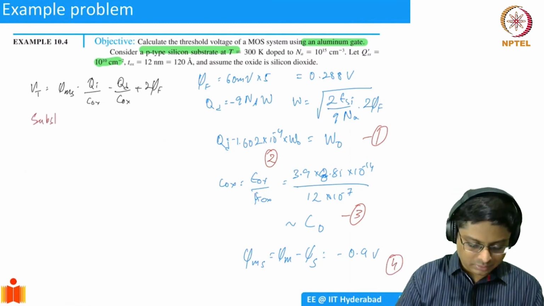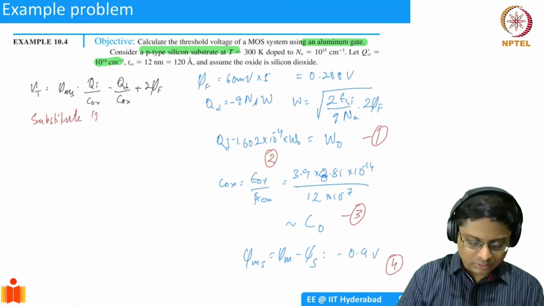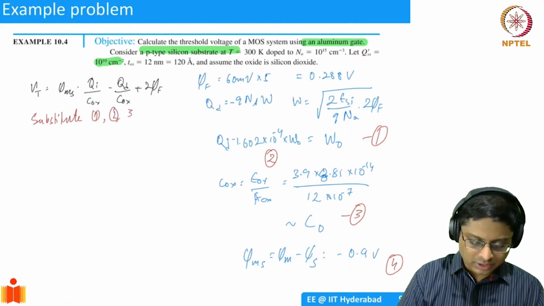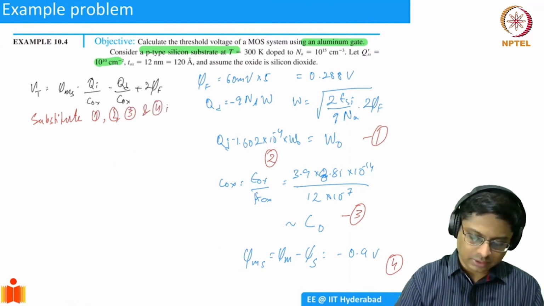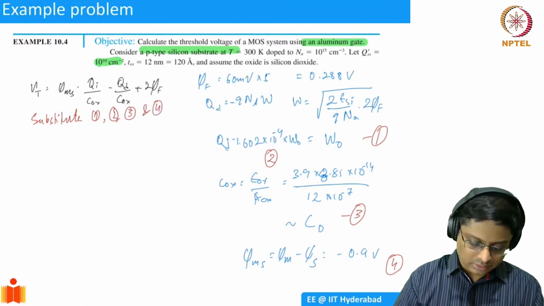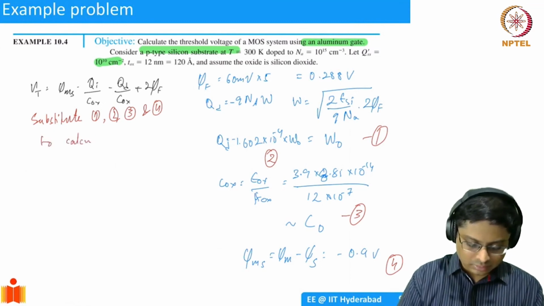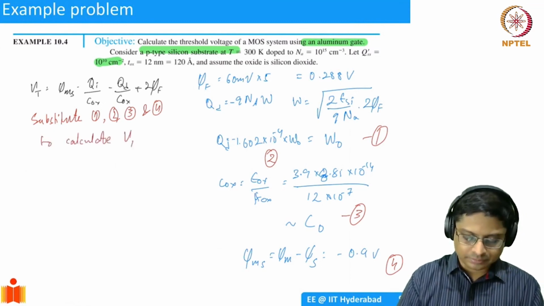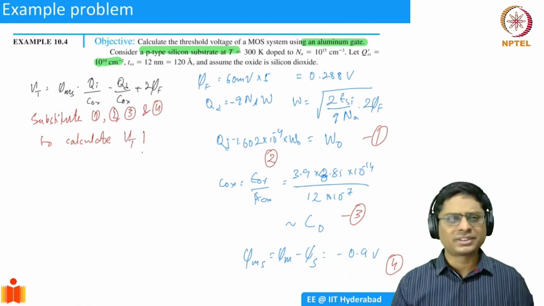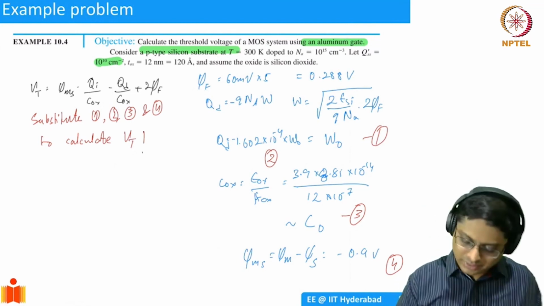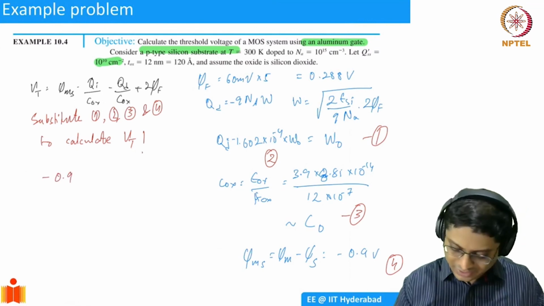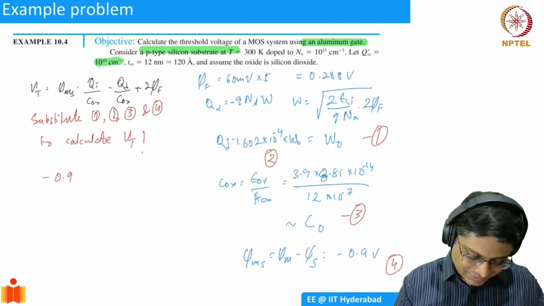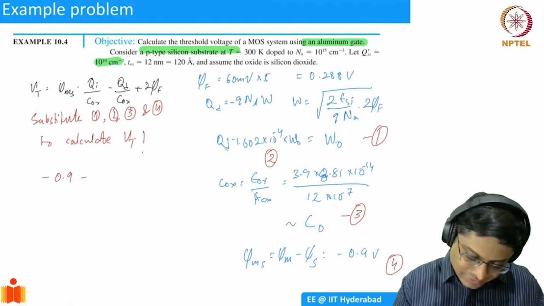Substitute 1, 2, 3, and 4 to calculate VT. It will be some number. This is going to be minus 0.9. I will not be able to get it right, I need a calculator to do this.